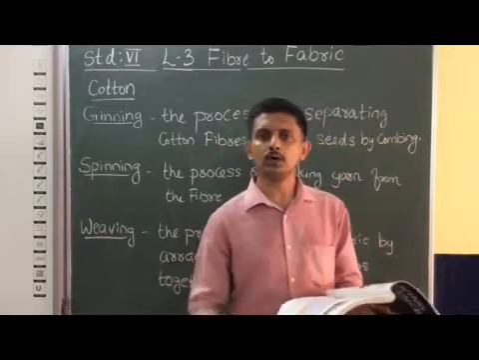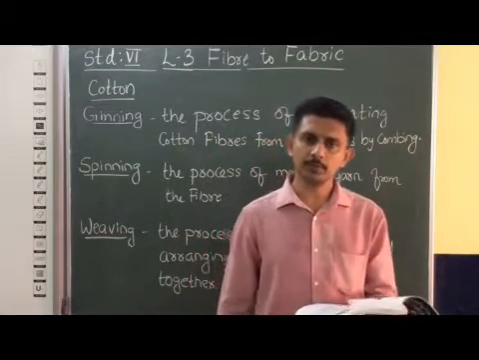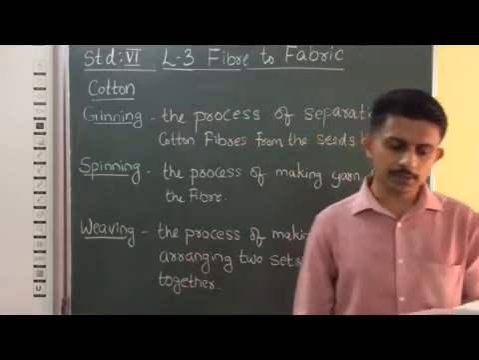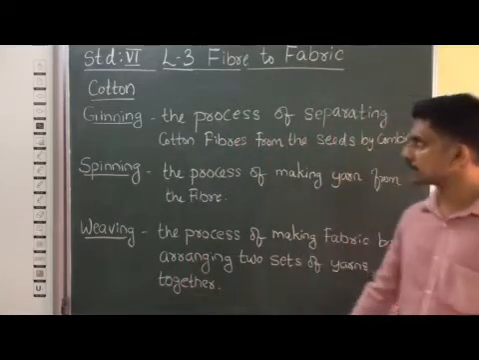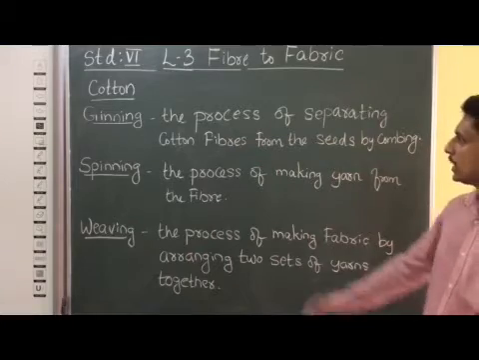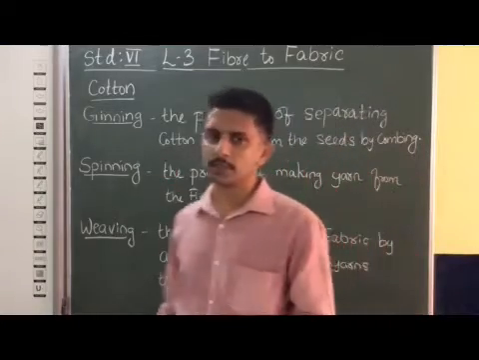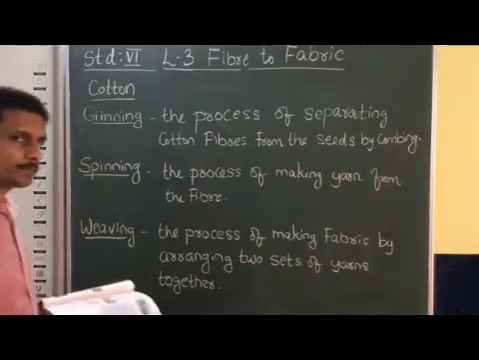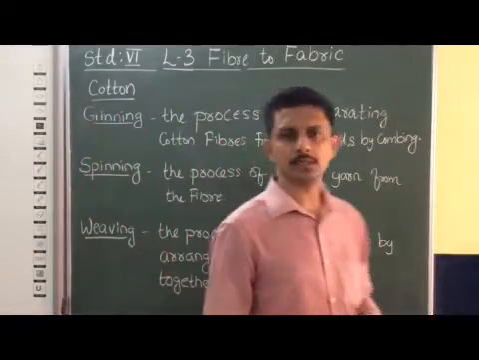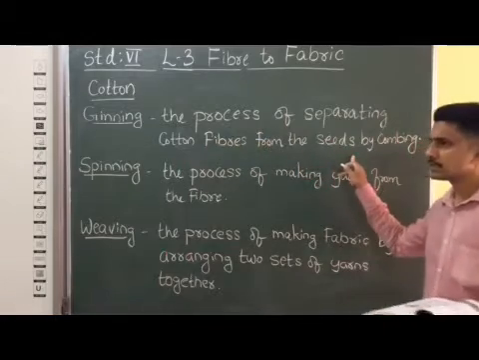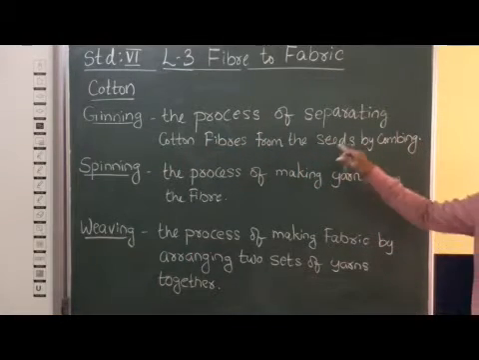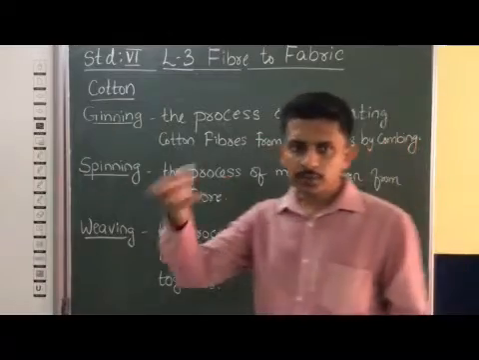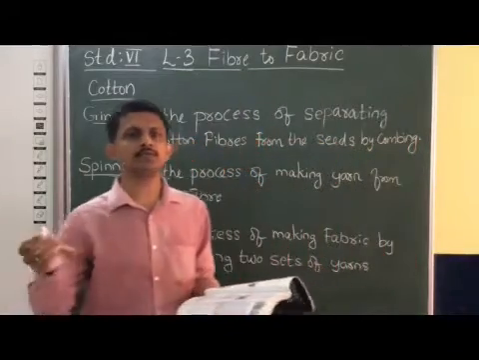When the cotton balls burst open after maturing, the fibers are separated from the seeds by combing. That process is commonly known as ginning. So ginning is the process of separating cotton fibers from the seeds by combing. After ginning, we obtain the fiber.